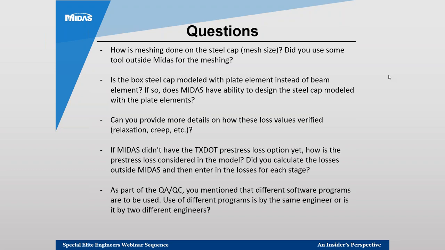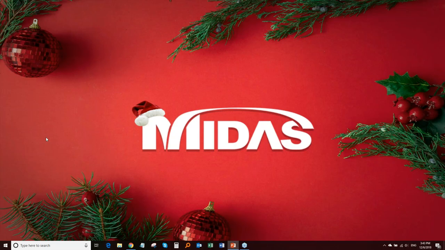As a part of QA/QC, the two programs were run by two different engineers. There was a designer, and then a completely different independent engineer who didn't know anything about the design independently verified it. The requirement of the independent design in Texas is that once the original designer finishes the design, they provide only the plans to the independent engineer, and the independent engineer reverse engineers it using a different software, and then the two results are compared.